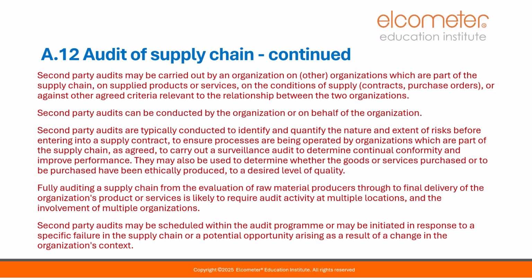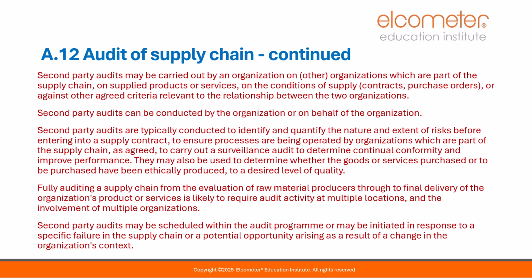Second-party audits are typically conducted to identify and quantify the nature and extent of risks before entering into a supply contract, to ensure processes are being operated by organizations which are part of the supply chain as agreed, and to carry out surveillance audits to determine continual conformity or improve performance. They may also be used to determine whether goods or services purchased or to be purchased have been ethically produced to a desired level of quality.